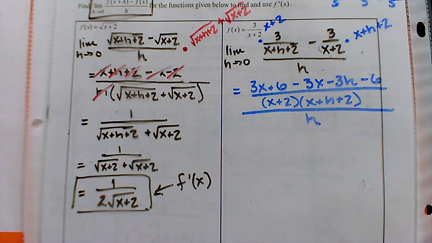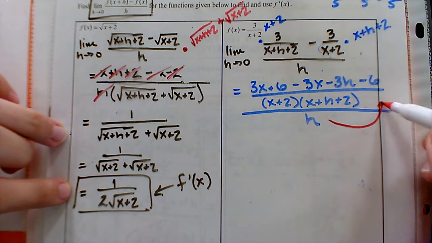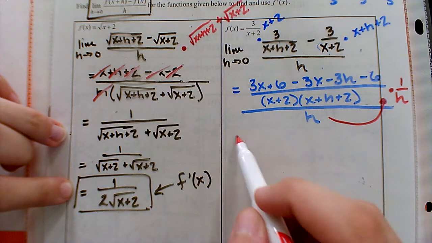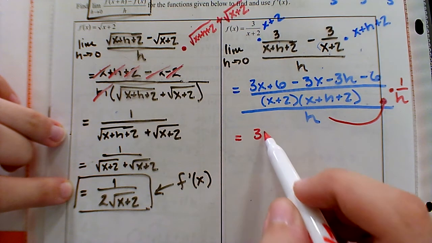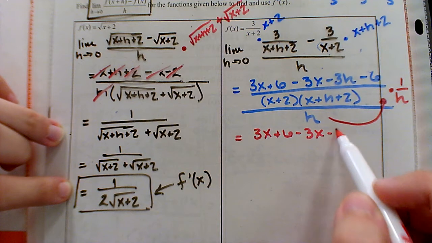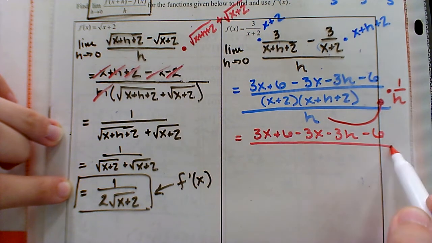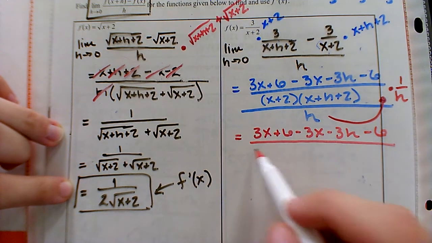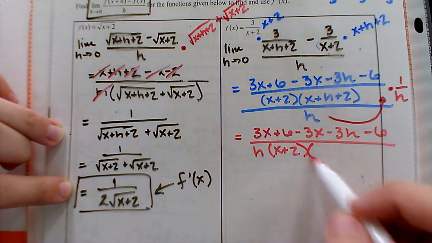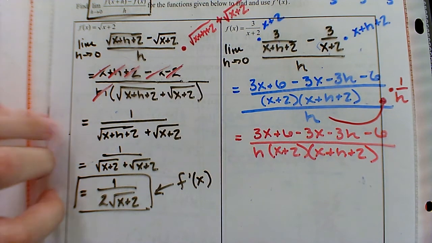Lots of different things. Multiply by the reciprocal. All right, so let's bring up the h, and we'll multiply by the reciprocal, which would be 1 over h. So we still have 3x plus 6 minus 3x minus 3h minus 6 all over. We now have an h in the common denominator. So there's our one fraction.